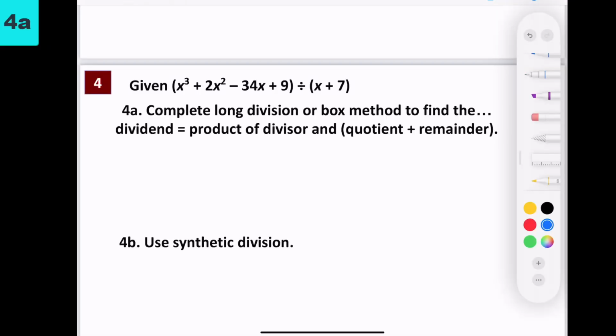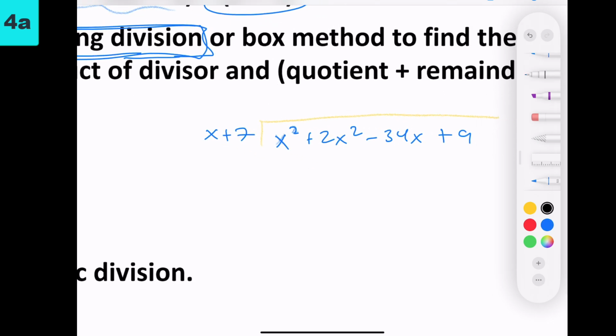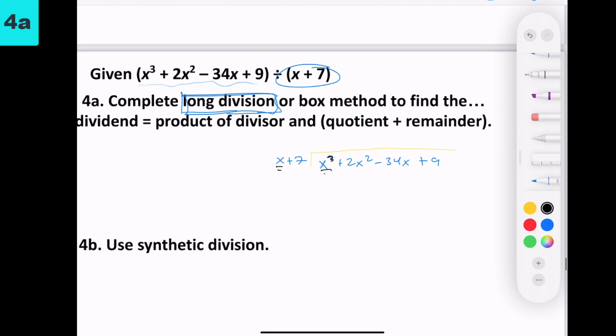Okay, let's go ahead and use long division. So I have x plus 7. And then we're going to have the dividend here. I'm first going to see, I should have x to the 3rd power, if I can do this division problem. So that's 3 x's. Then you're left with just x squared.